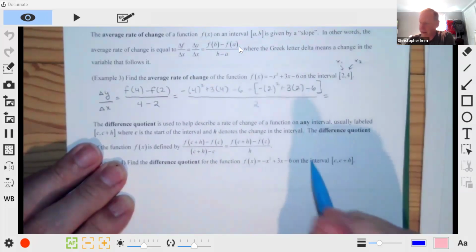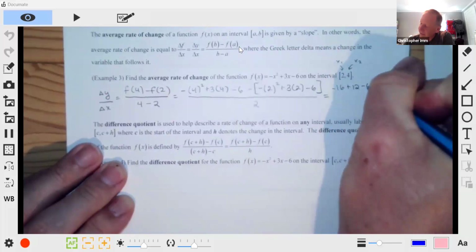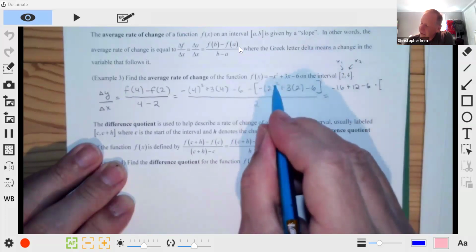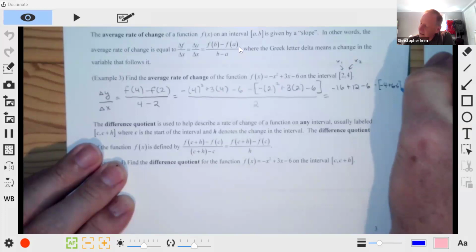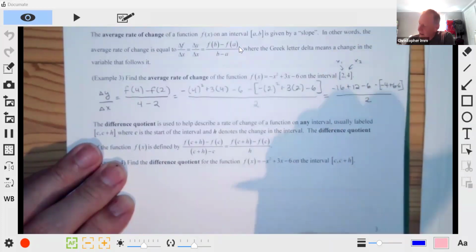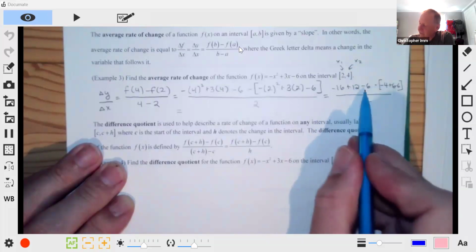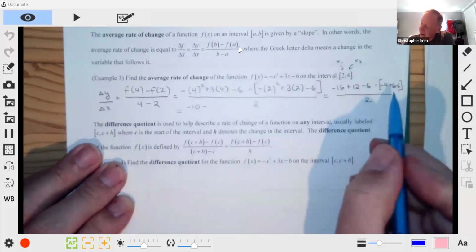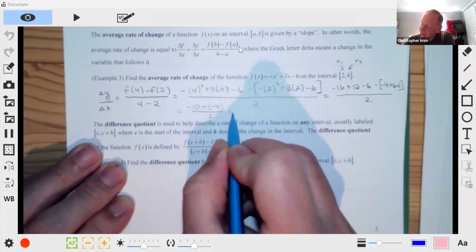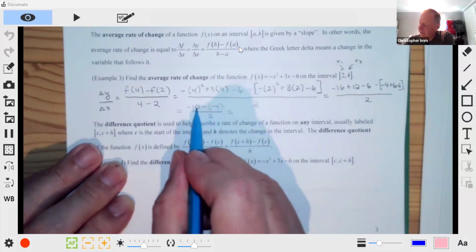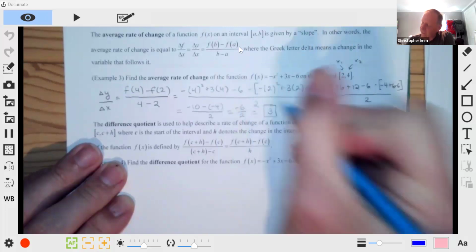All right, so calculating, I have 4 squared is 16. I have negative 16, plus 3 times 4 is 12, minus 6. Minus, I have 2 squared is 4, so I have an opposite of 4. 3 times 2 is 6. Minus 6. Again, all over 2. I'll have negative 16 plus 12 is negative 4, minus 6, that's negative 10. Minus, I have negative 4 plus 6 minus 6, so that's negative 4. All over 2. When I subtract the numerator, I have negative 10 minus a negative 4, so that's negative 10 plus 4, negative 6 over 2. And so our average rate of change, or our slope, will be negative 3.